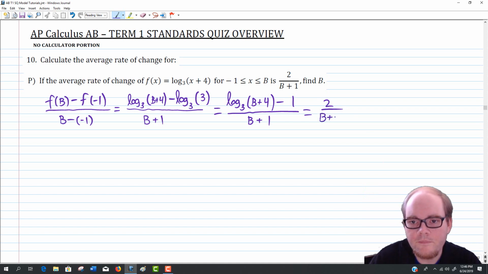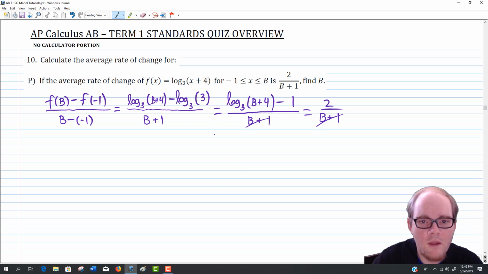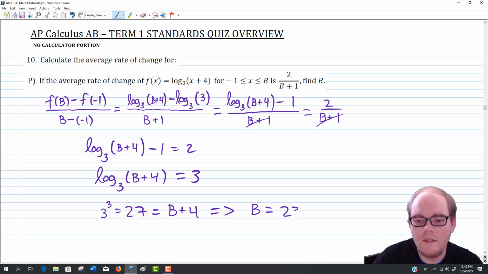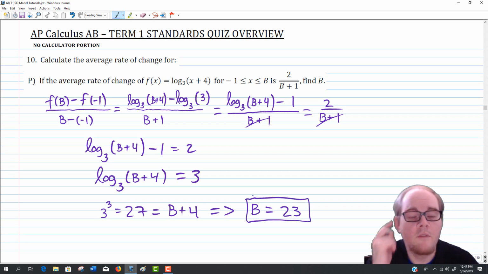2 over b plus 1. So with that in mind, if we go to solve this equation, the b plus 1s will divide away. We can multiply both sides by b plus 1. Just assume that b isn't negative 1. We should be fine. And then from there we end up with the equation log base 3 of b plus 4 all minus 1 equals 2, which means that log base 3 of b plus 4 has to be equal to 3. If we rewrite this in exponential form, we'll get 3 to the third, also known as 27, has to be b plus 4, and that tells us that b is equal to 23. So that's the value of b necessary to create the average rate of change we were told to find.